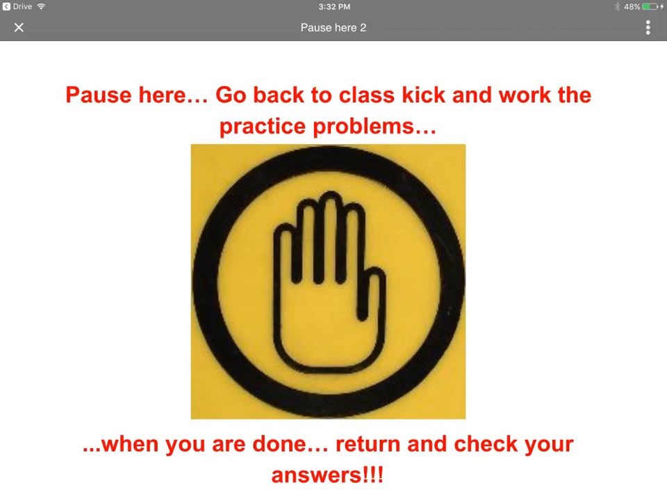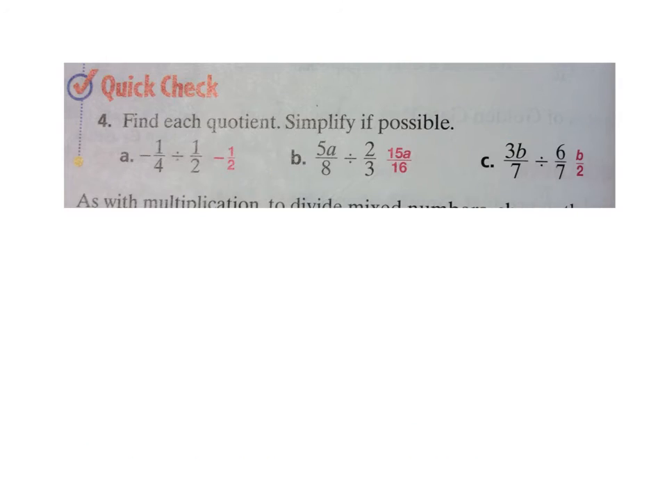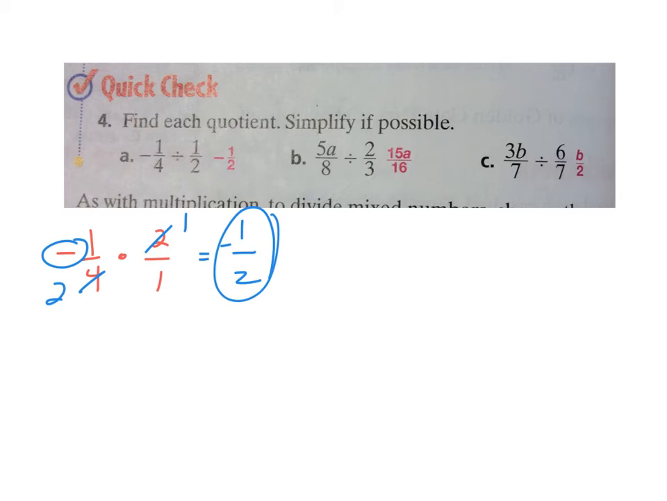Pause, head into class kick. You've got a couple more to take care of. I'll be watching. Again, I've already included the answers here for you. I'll run through those real quick, though, no worries. Negative 1/4, turn to multiplication, flip it over, 2 over 1. If you want to cross-cancel in advance, you can. 2 and a 1. So I get a negative, don't forget that negative, 1 over 2, so negative 1/2.